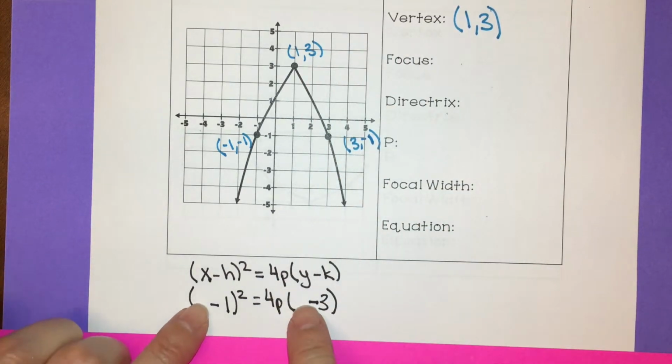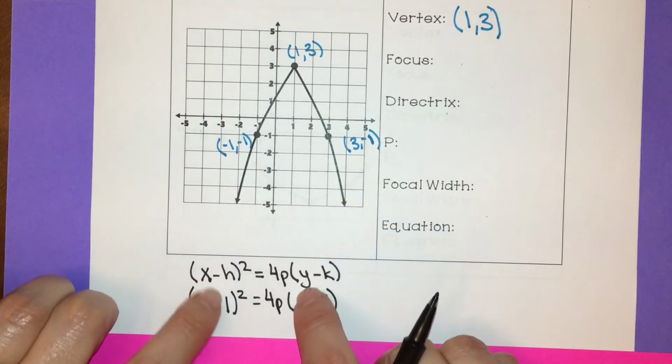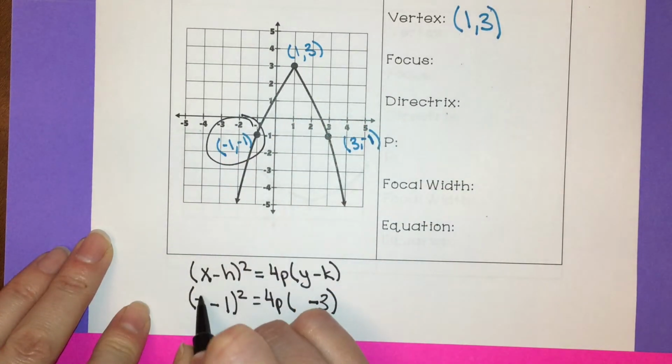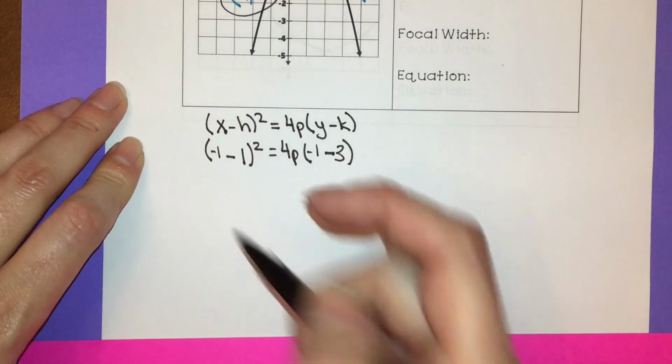Okay, what I'm going to fill in with x and y, or I'm going to take one of these coordinate pairs and use that as my x and y. I'm just going to choose this one, where they're both -1. Okay, now I'm going to solve for p.